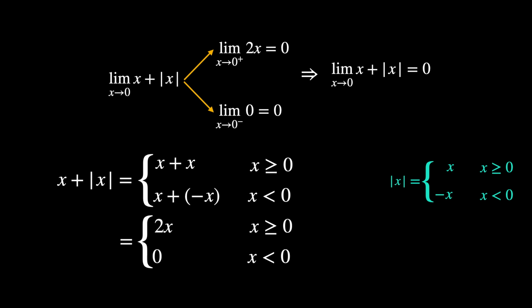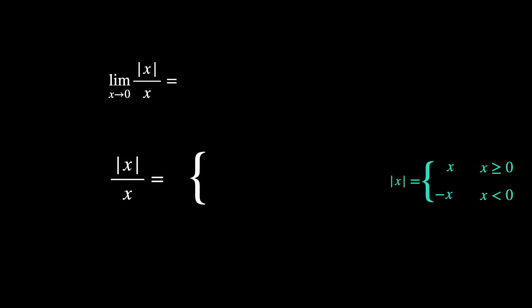Okay, let's solve another example. Limit of absolute value of x over x. Again, we find the piecewise definition, the piecewise form of this function. Here we have absolute value of x. So absolute value of x is x when x is greater than 0, it's negative x when it's less than 0.